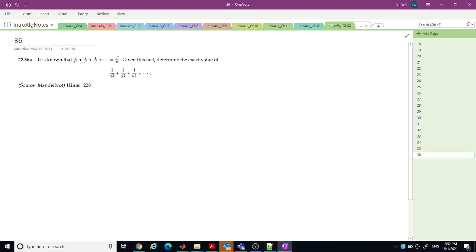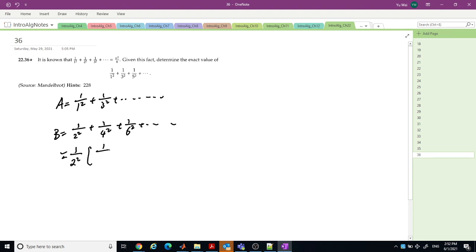Okay, so the final question is, if we know this, what is this? Okay, so let's assume a is equal to 1 over 1 squared plus 1 over 3 squared plus what? Okay, now let's say b is equal to 1 over 2 squared plus 1 over 4 squared plus 1 over 6 squared plus. Now we can see, let's take out 2 squared, so it becomes 1 over 1 squared plus 1 over 2 squared plus 1 over 3 squared plus forever, right? If this is pi squared over 6, so this is 1/4 times pi squared over 6.